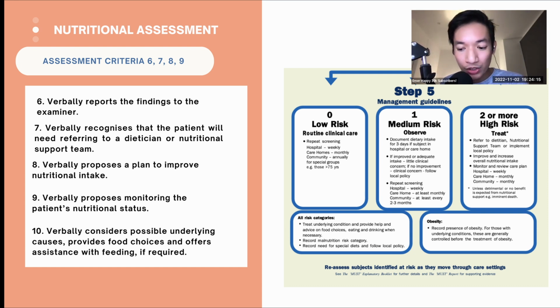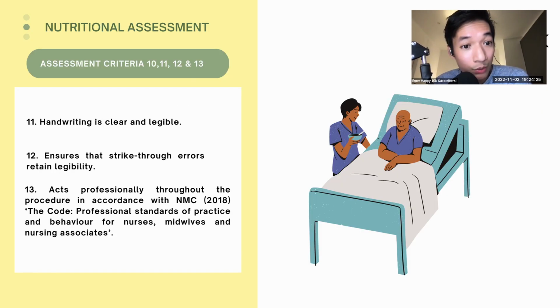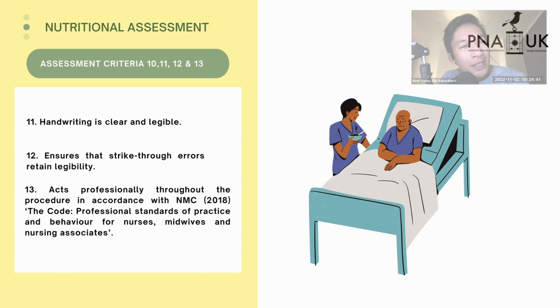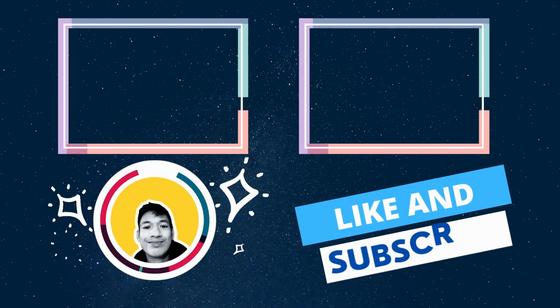Do we have any question before we move on with the last one? No questions? All right. So the last 3 would be easy, 11, 12, 13 rather. Of course, your handwriting should be clear and legible. Strike through, we've discussed this earlier. And of course, you have to act professionally all throughout the station. Okay? So do we have any question for nutritional assessment? I hope I made it clear. I hope you learned something.